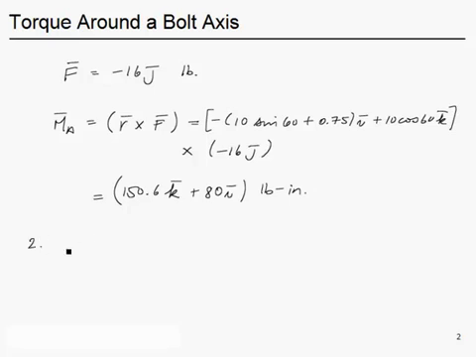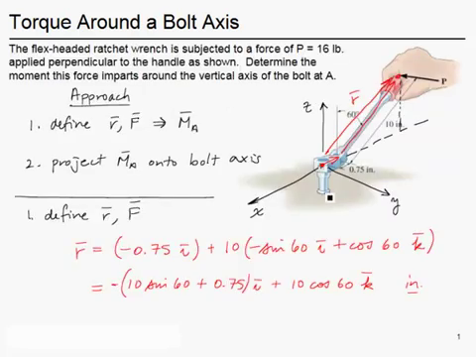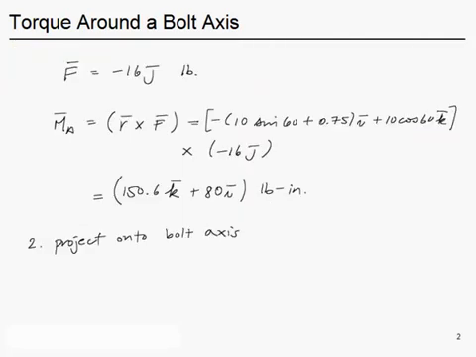So step 2 is to project onto the bolt axis. And the way we're going to do that is to identify a unit vector in the direction of the bolt axis. And again, by consulting our figure here, we notice that the bolt axis is right here in blue, and that happens to be coincident with the k-axis. Okay, so we're going to use the positive k-axis as our reference there.